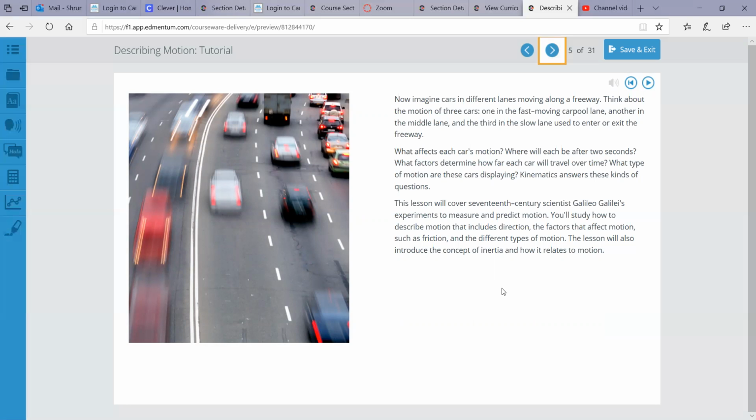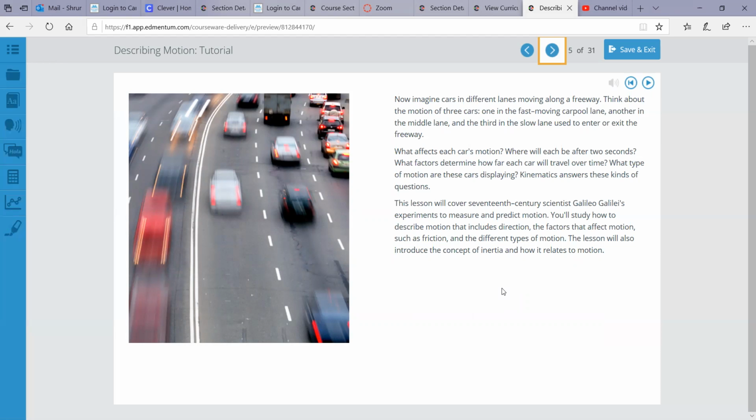What affects each car's motion? Where will each be after 2 seconds? What factors determine how far each car will travel over time? What type of motion are these cars displaying? Kinematics answers all these types of questions.